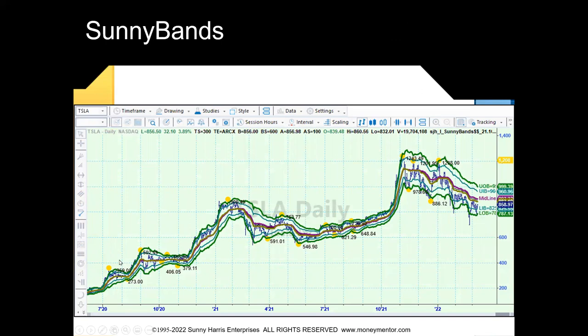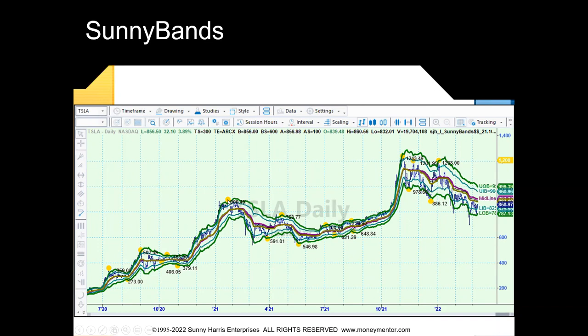So here's why. This is Tesla, so it doesn't show the same chart, but what I do with these sunny bands is I ride them from the top of the band to the bottom of the band, back up again to the top, back down to the bottom. These yellow dots are what I use to tell me what is true.